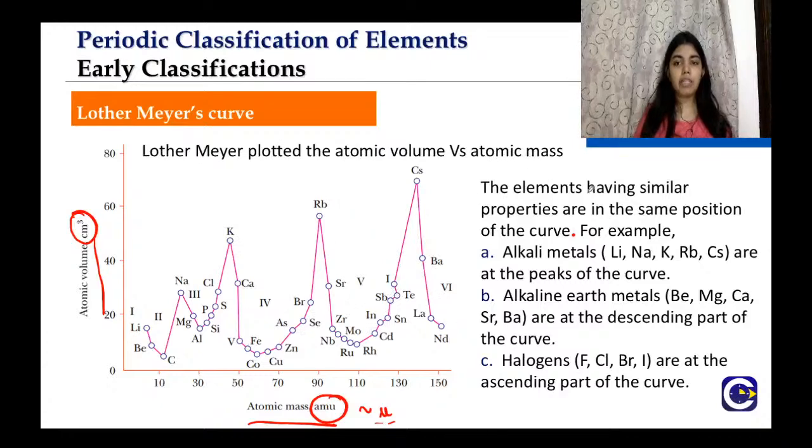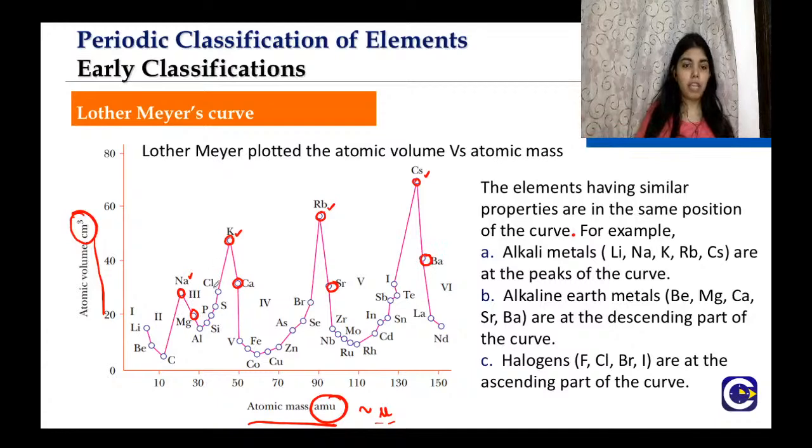He said that the elements having similar properties are in the same position of the curve. For example, here on the top of the curve is sodium, on the top of the curve is potassium, rubidium, cesium. So he said that sodium, potassium, rubidium and cesium, as they hold the same position in the curve, will have similar properties. Now on the descending curve you get magnesium, calcium, strontium, barium. He said that as magnesium, calcium, strontium and barium hold the same position, they will have similar properties.